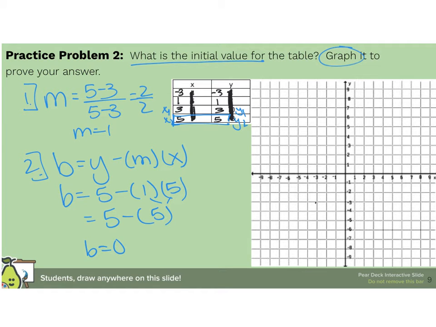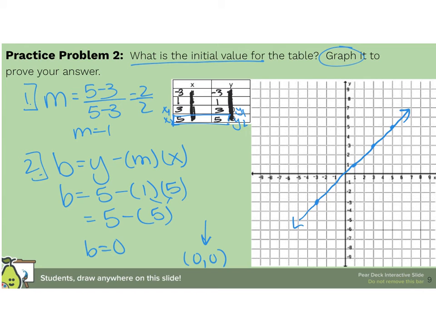That means when x is 0, y is 0. So my graph should be going through this point, the origin, if I did this correctly. So let's graph it and see. -3, -3. 1, 1, 3, 3, and 5. So when I connect these points, you can see we did it correctly.